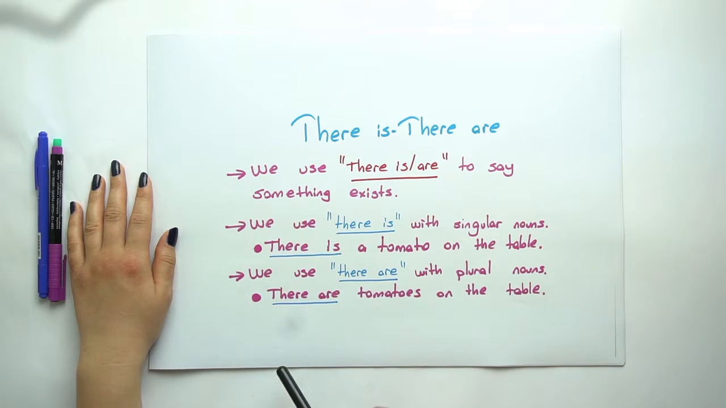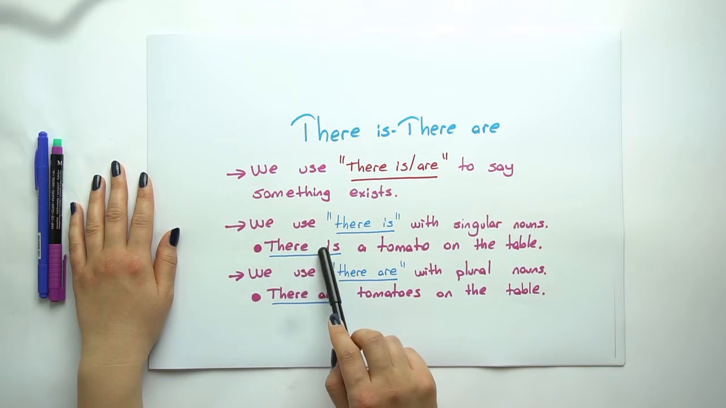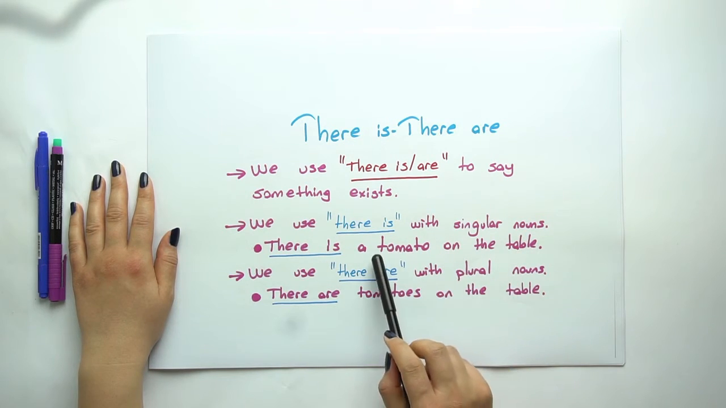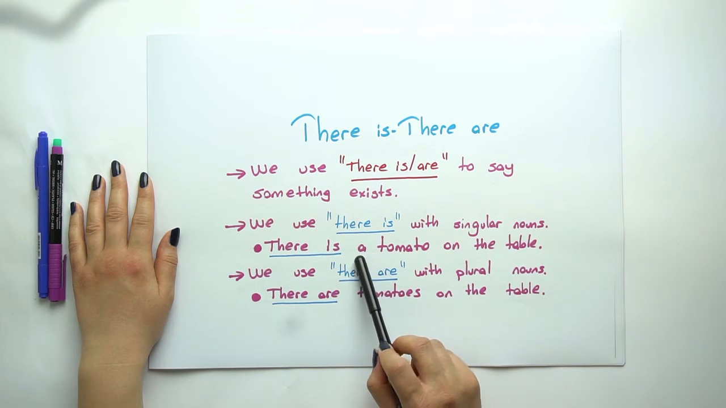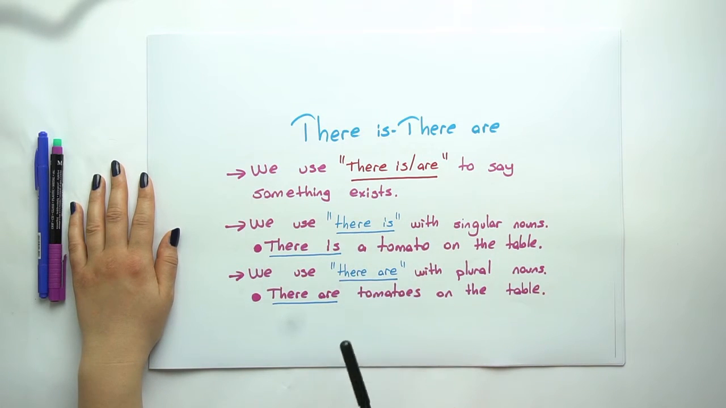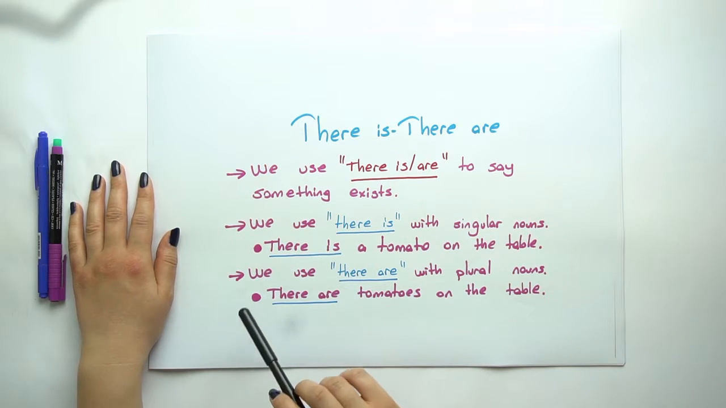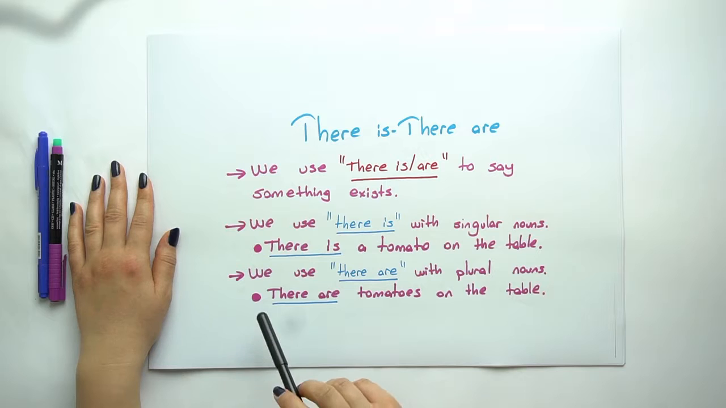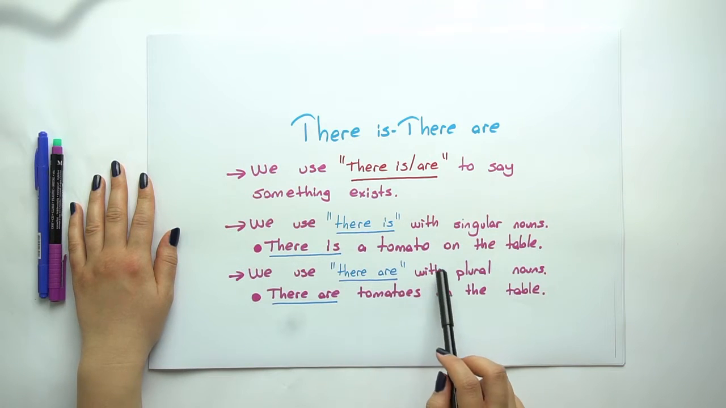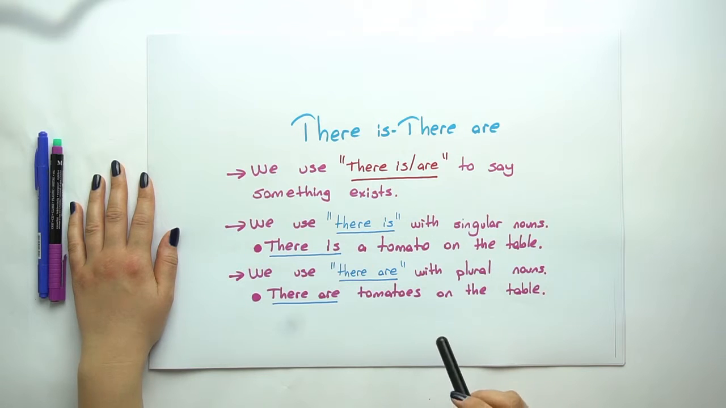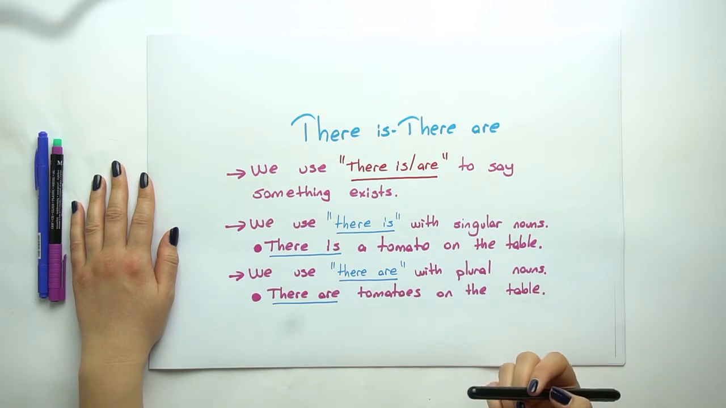Look at the example here. First one, there is a tomato on the table. You can see that we only talk about one object, okay? So we use there is. And next one, we use there are with plural nouns. What is the meaning of plural? It means more than one, at least two or more.